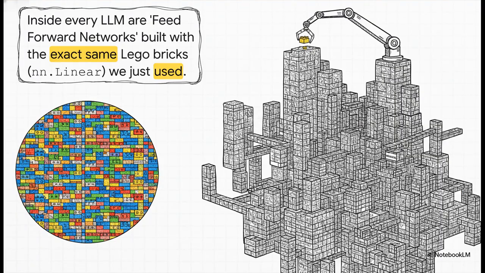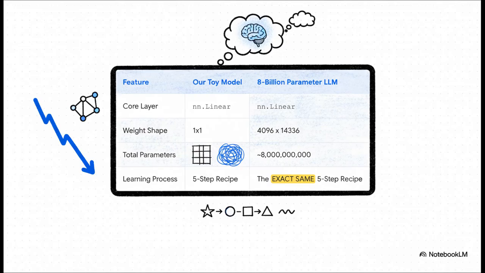The truth is, inside every single one of those modern LLMs, buried deep inside every transformer block, you'll find these things called feed-forward networks. And what are they built from? You guessed it. They are built with the exact same nn.Linear Lego bricks we just used in our toy model. The incredible, world-changing power comes from just stacking dozens and dozens of these simple blocks together in really, really clever ways.